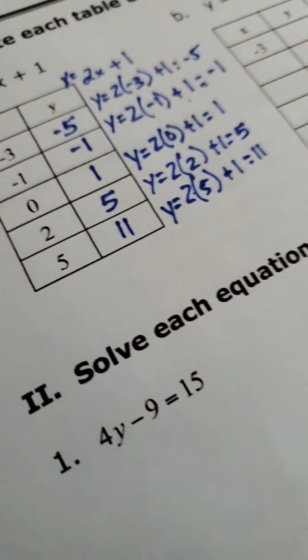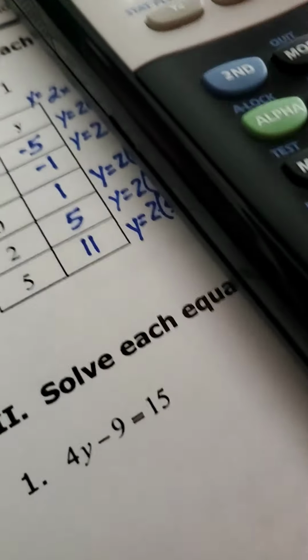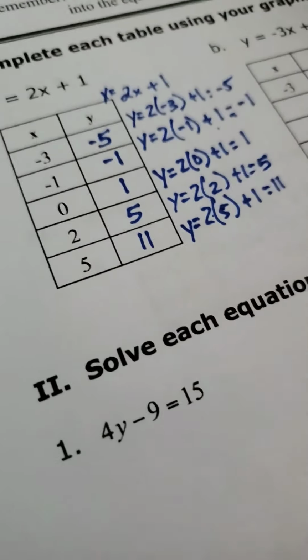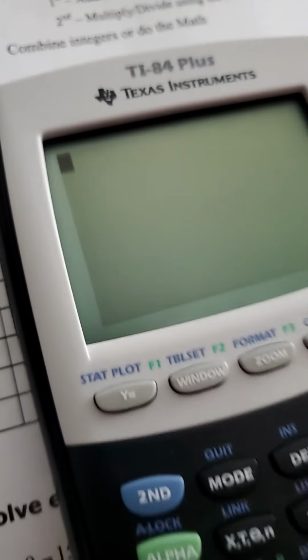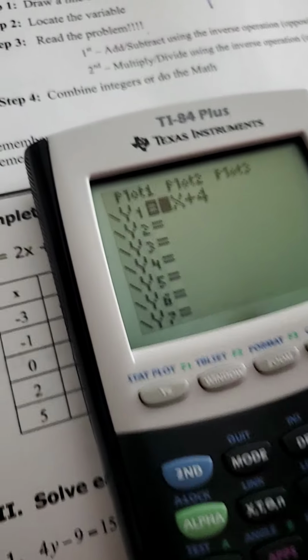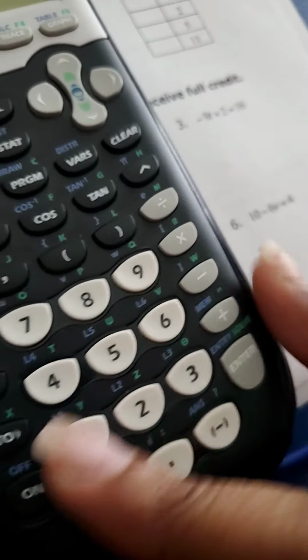Now, if you were to do this on a graphing calculator, if you have a graphing calculator at home. If you don't have a graphing calculator at home, it's okay. You can do it by hand. If you do, however, you would turn your graphing calculator on. You would go to y equals and plug in your equation. My equation was 2x plus 1.